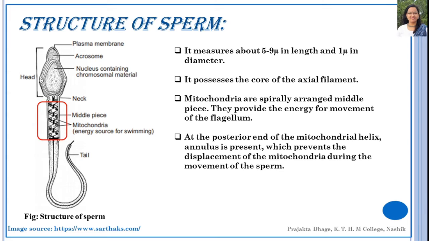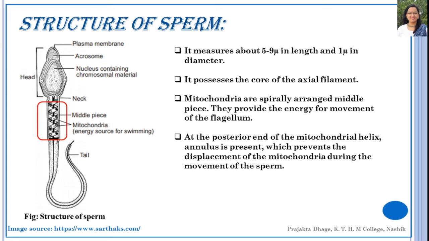At the posterior end of the mitochondrial helix, the annulus is present. Here in this particular region, if you see, there will be the presence of the annulus. Now what is the function of this annulus? It keeps this spiral arrangement in place, and the displacement of the mitochondria is avoided because of the annulus.